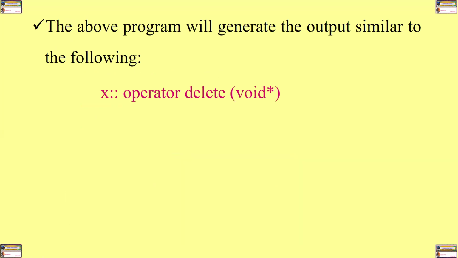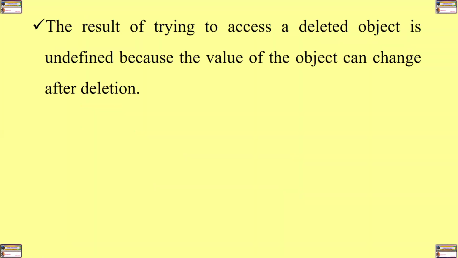So you have seen that we have gotten this kind of output from our program. This is exactly what we have gotten. The result of trying to access a deleted object is undefined because the value of the object can change after deletion.